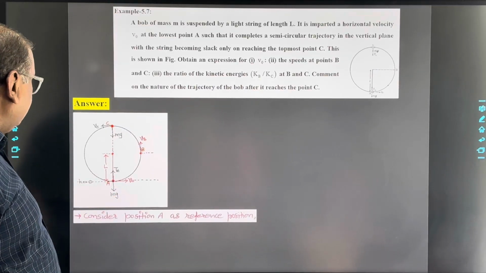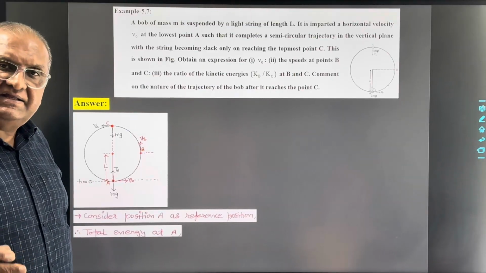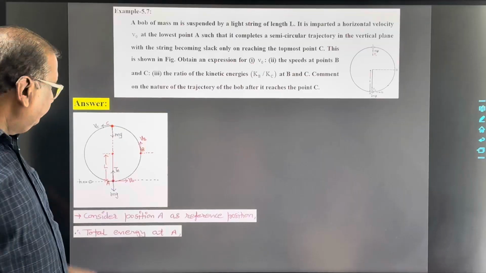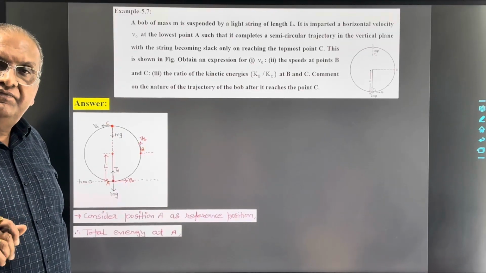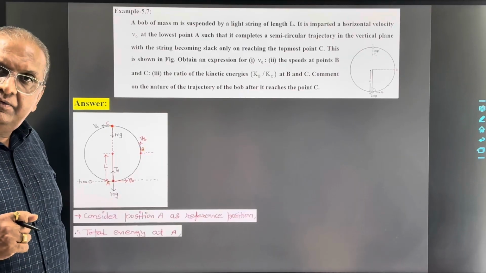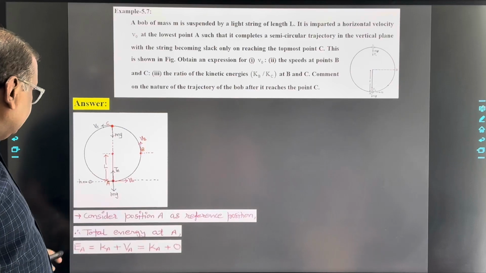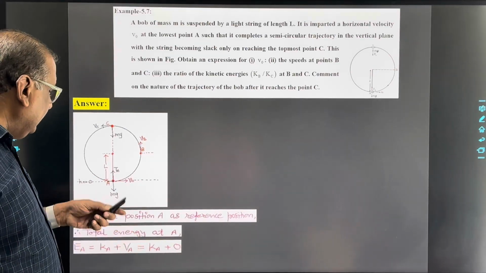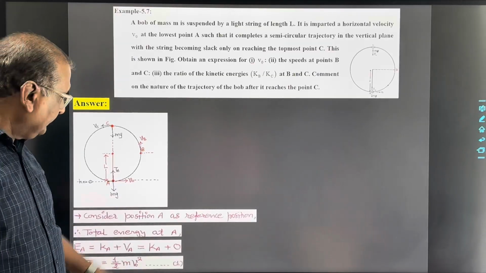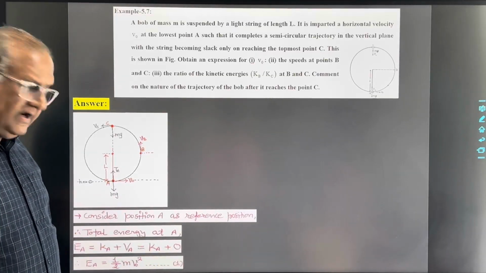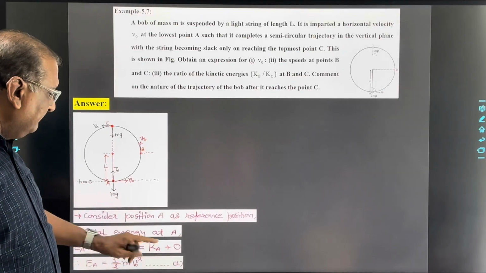Now at position A, the total energy, that is kinetic energy plus potential energy. It is on the reference position, h equal to 0, so potential energy is 0. Its velocity is v0, so the kinetic energy Ka is half m v0 square. Say that is equation number 1. So the total energy at position A is half m v0 square.